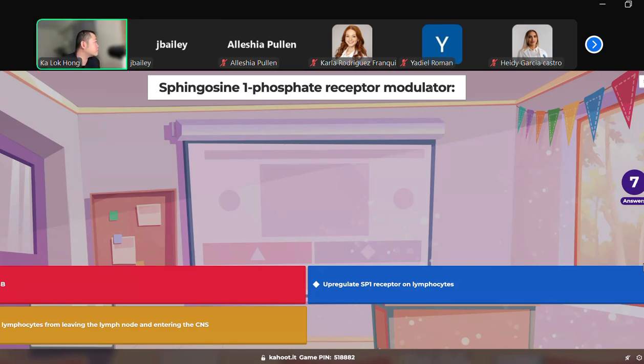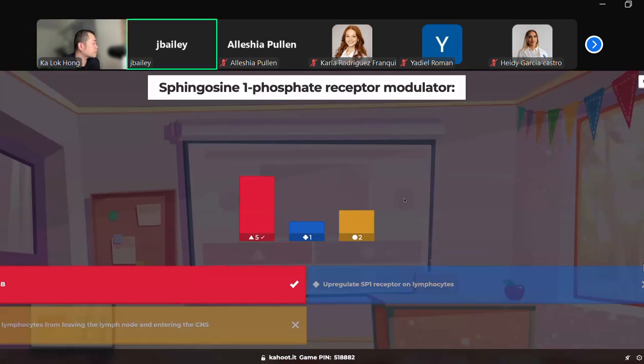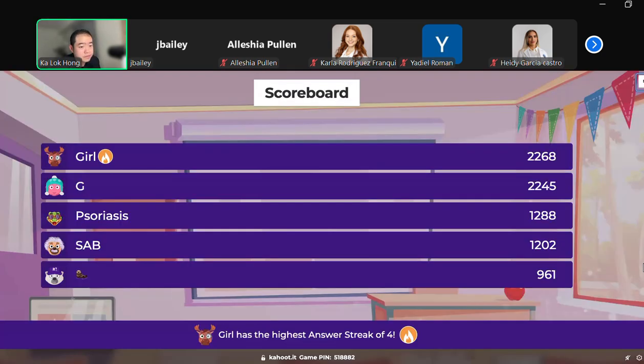Single thin one, false. Okay. All right, crossing the blood-brain barrier. So I kind of switched it up. The word is not upregulate, it's downregulate. It prevents lymphocytes from leaving. Okay, so keep that in mind.